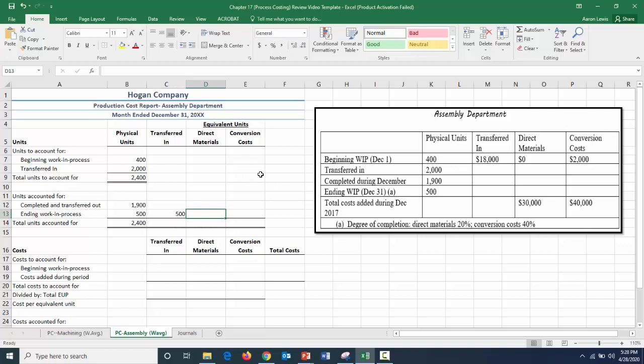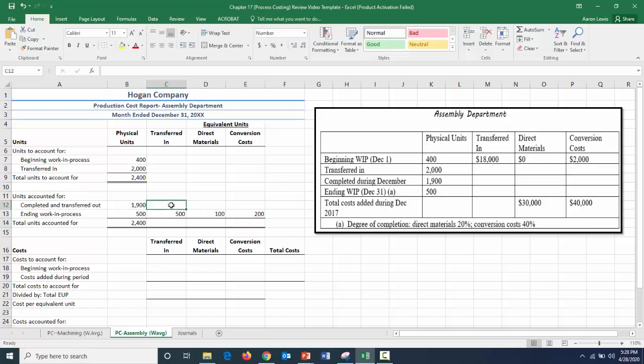For direct materials and conversion costs, again, we need to check our degree of completion from our information. These 500 units are 20% complete for direct materials, which in other words is saying that if we multiply 500 times that 20%, those 500 units cost about the equivalent as it would to finish 100 gonculators fully. For conversion costs, we take our 500 units in ending WIP and multiply that by the 40% rate of completion, and that comes up with 200 equivalent units complete for conversion costs.